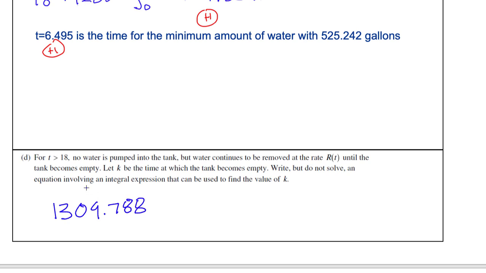I'm always doing start plus change, right? Start plus change. And my change now should be a negative amount, and it's still removed at a constant rate of capital R. So my integral is going to be something to something of capital R of t dt. Well, where do I start now? I start at time t equals 18. And when do I end? I don't know when the tank is going to become empty.